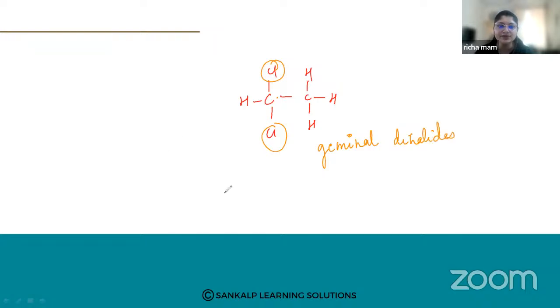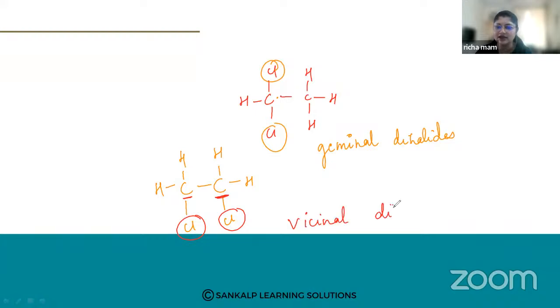Okay, then one more system. When you have the halogen atoms present on the adjacent carbon, when they are present on the adjacent means sidewise, on the side carbon. You can see on the other two carbons, right? Then these are called as what? They are called as vicinal dihalides. Is it clear? Yes. So these are the important nomenclature which are to be studied. So we have discussed the important things.